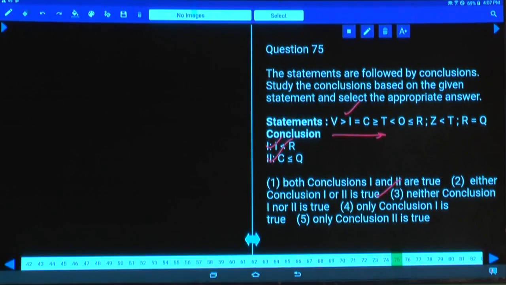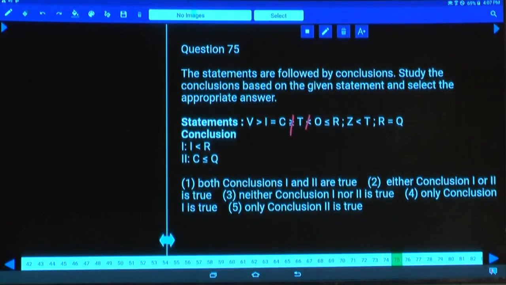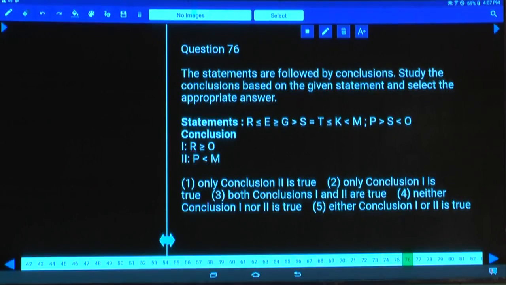Then coming to 75, I lesser than R. I is here and R is here. Between I and R, there is 1 greater than, 1 lesser than, 2 opposite symbols, hence cannot be related. Then coming to the next one, C and Q. Now between C and Q, R equals to Q. Now between C and Q, 1 greater than, 1 lesser than, 2 opposite symbols, no relation. Hence neither 1 nor 2, that is choice 3. 75, choice 3.